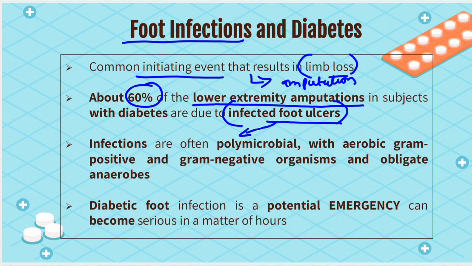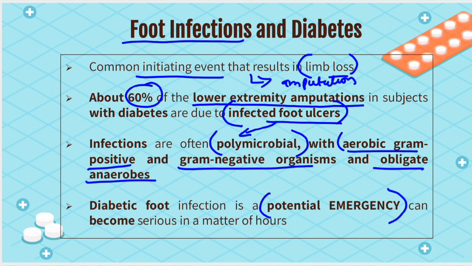These infected foot ulcers may be due to various kinds of bacteria. That's why these foot infections are usually termed as polymicrobial, consisting of aerobic gram-positive bacteria, gram-negative organisms, and obligate anaerobic bacteria. Sometimes this diabetic foot infection can lead to a potential emergency, and it can suddenly change into some serious complication in any patient with diabetes within an hour.